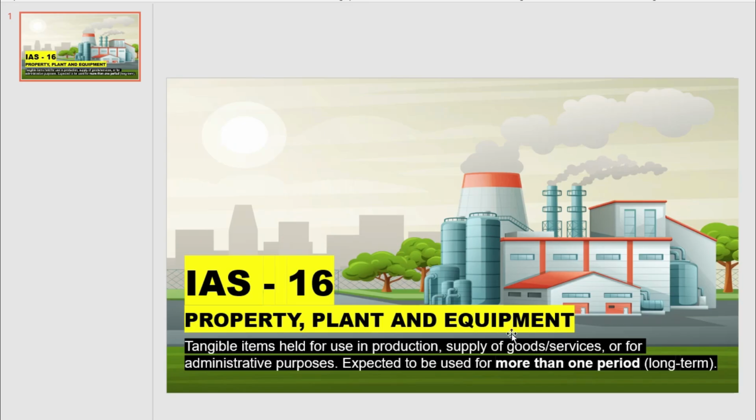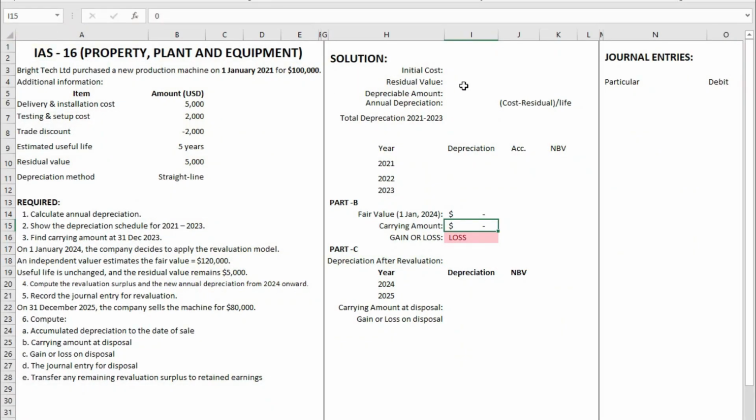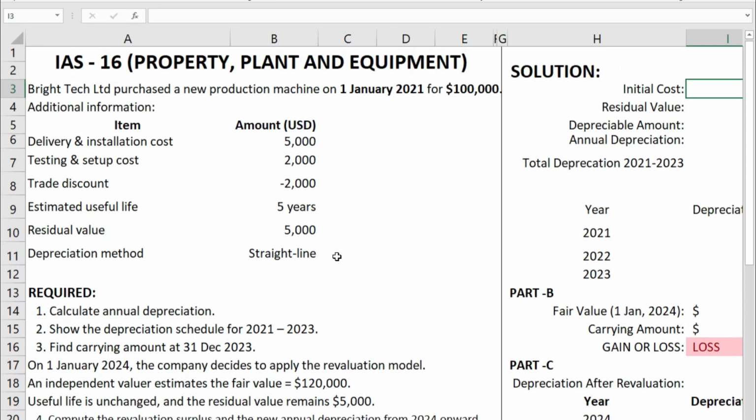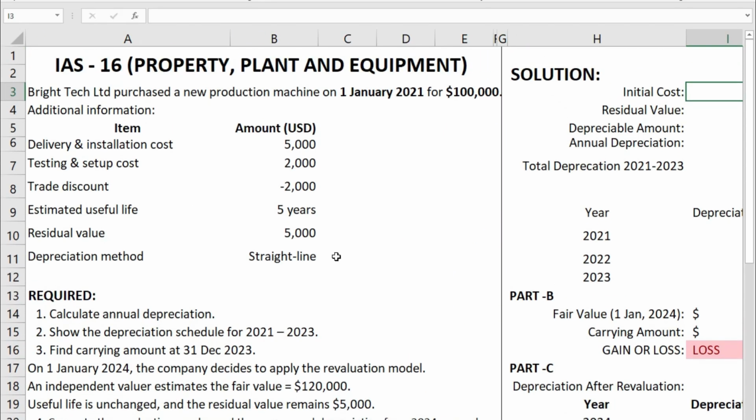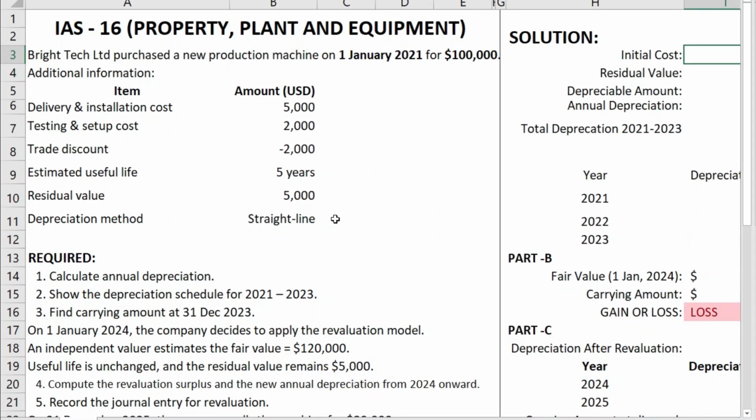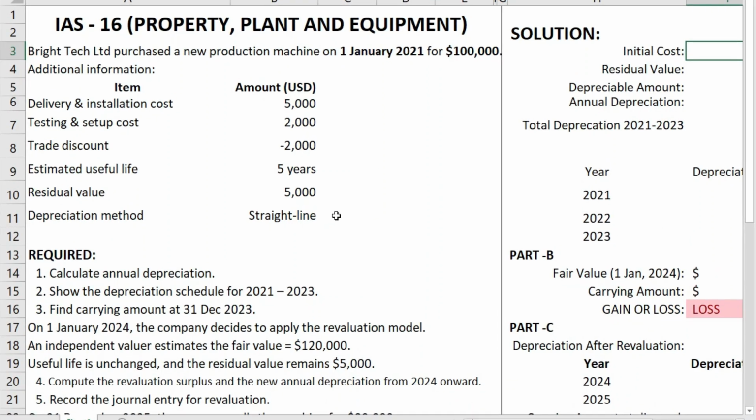So now we quickly go to our Excel file and I will show you step by step how we will calculate each and everything. Before that, we will understand our problem first. Let's go to the problem. IAS 16 property, plant and equipment: Bright Tech Limited purchased a new production machine on 1st of January 2021 for $100,000, and additional information on that machinery is also given.